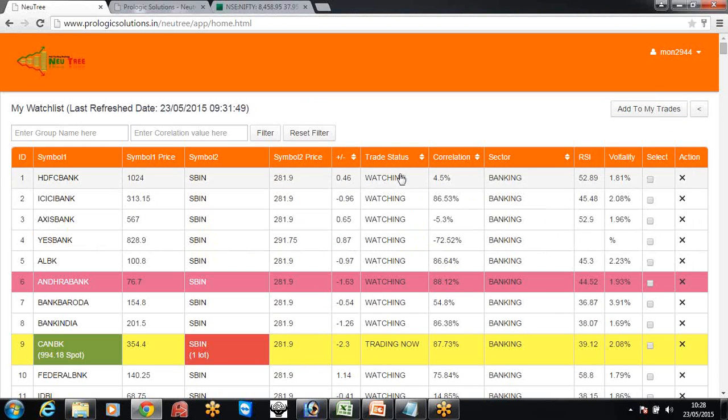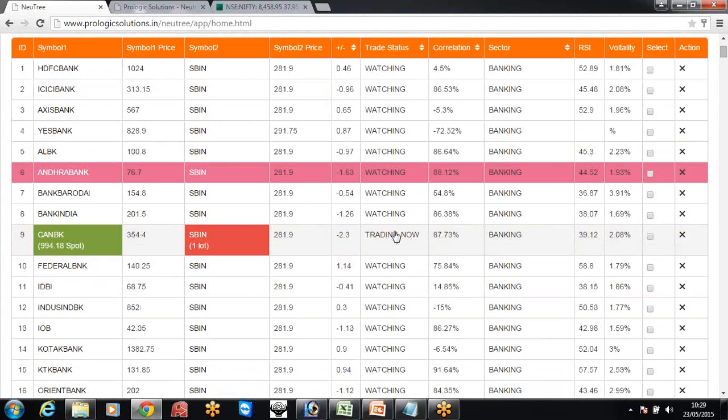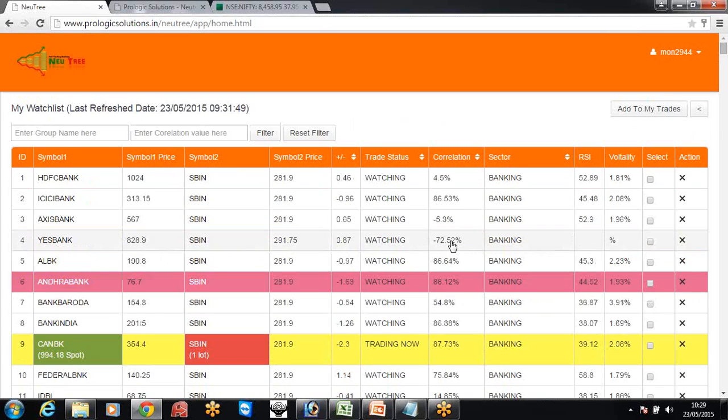Next we have the trade status. Trade status is nothing but watching. Watching means the upcoming trades, and there are certain trades like what you're seeing in green and red. Trading now means this is the current running trade. I will show you this.